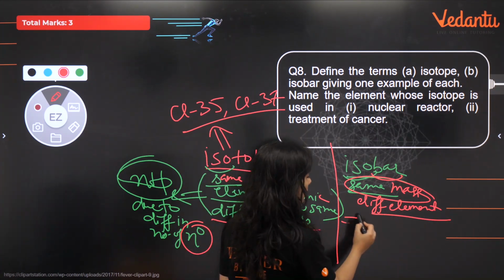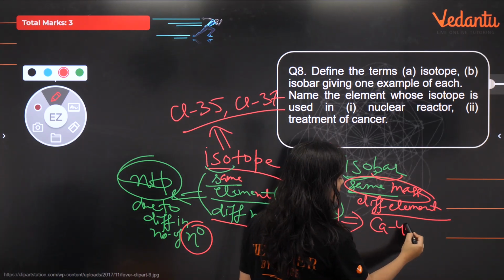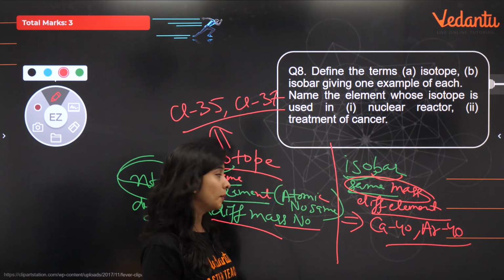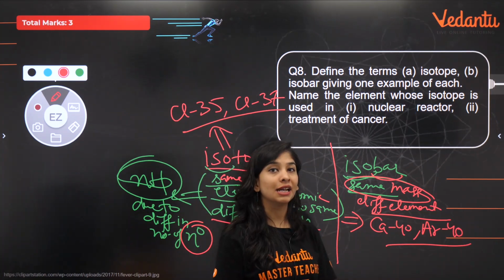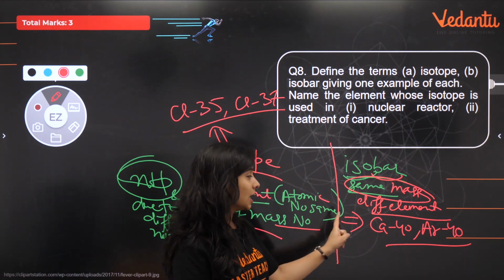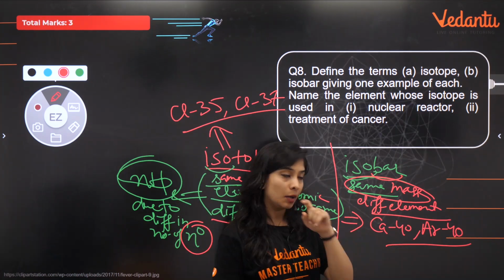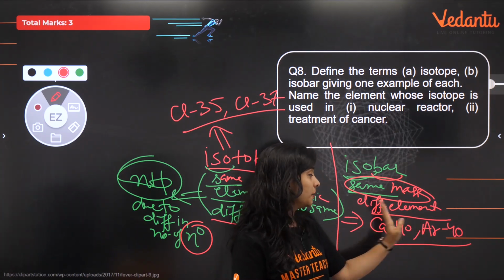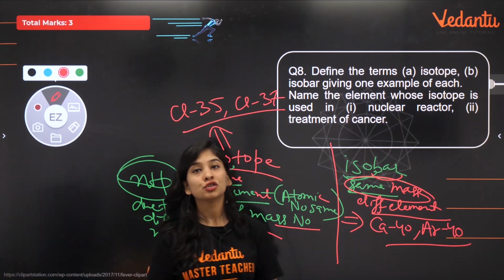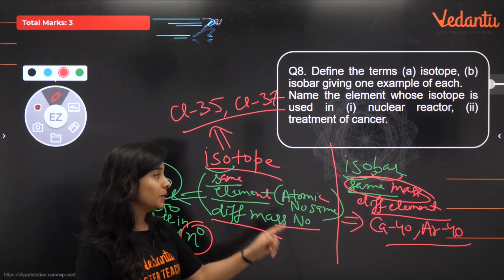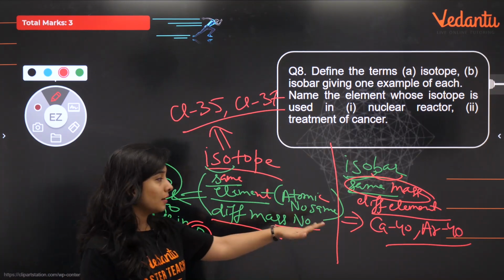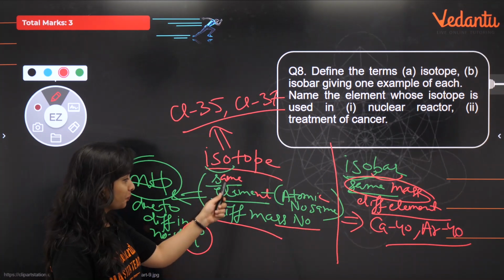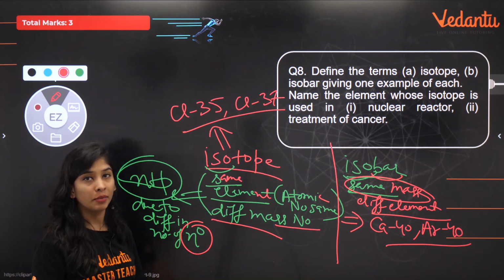And if I talk about an example, calcium and argon both have 40 as their atomic mass, जबकि calcium and argon are two different elements having entirely different chemical and physical properties, because argon is a gas and a non-metal, and calcium is a metal, solid in nature. Completely different properties. So isobar: same mass, different element; isotope: same element, different mass number, right?